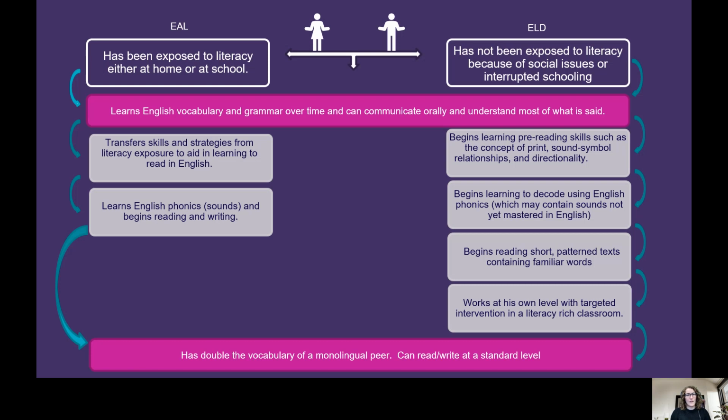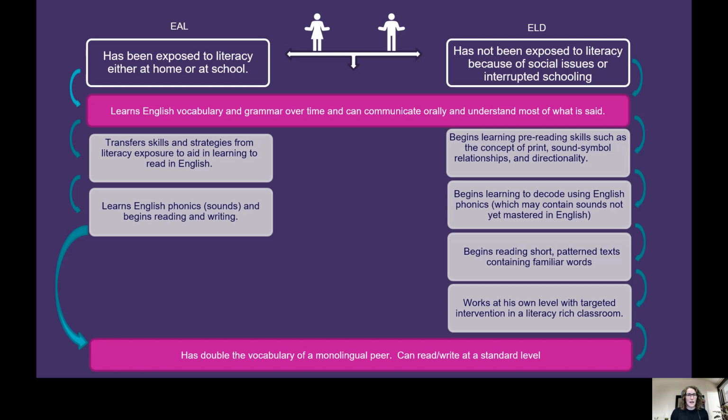So, this EAL student on the left has been exposed to literacy either at home or at school. They learn the English vocabulary and grammar over time and communicate orally. So, this is where things start to branch off. We have our EAL student and our ELD student. They've both learned to speak and listen at a really fluent level, but we see that the ELD student has not learned to read or write as quickly as we would expect. And this is why so many ELD students are being, I guess, flagged for PLPs, or there's concerns that they have learning disabilities. In fact, this isn't a processing issue. It's just an issue of time on task.